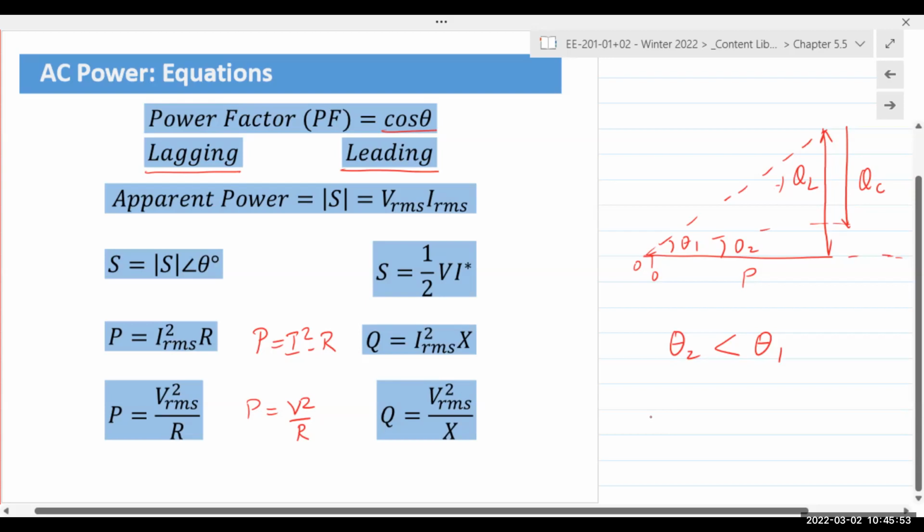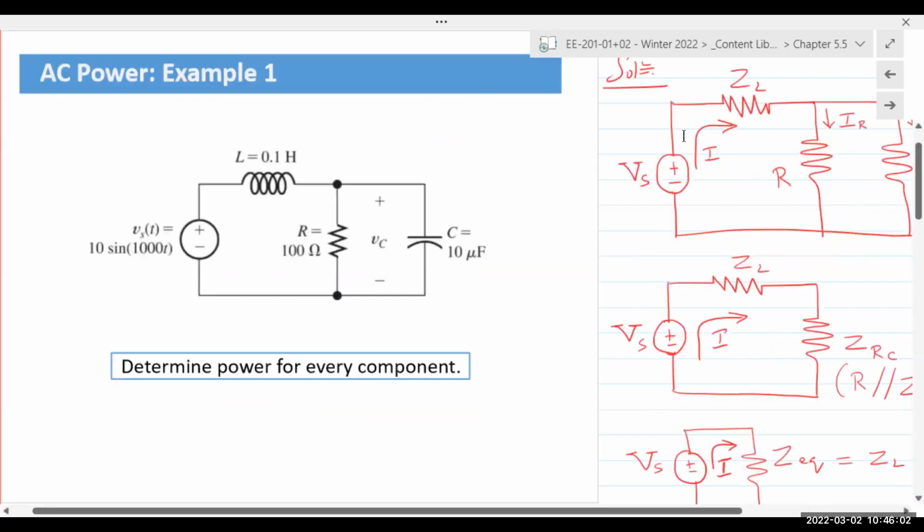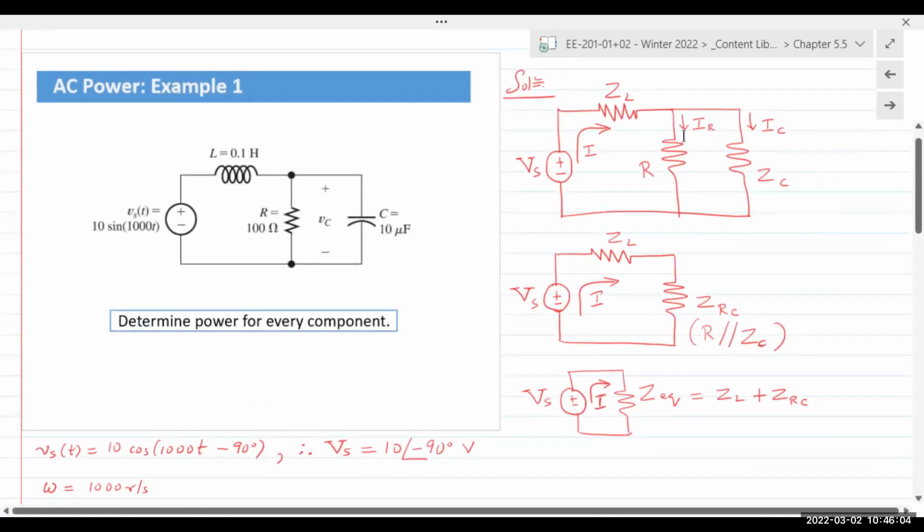All right, so let's look at example problem 1 for AC power. We have a sinusoidal source given by 10 sine 1000t. In order to write the phasor form, we would convert that to cosine, and I would get a phasor for Vs as 10 with an angle of minus 90.